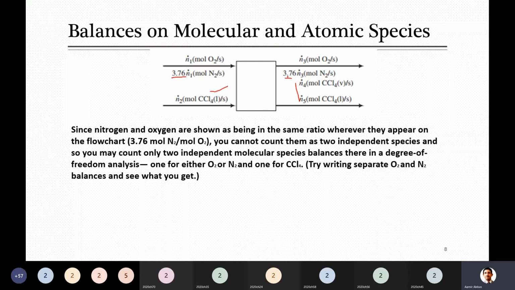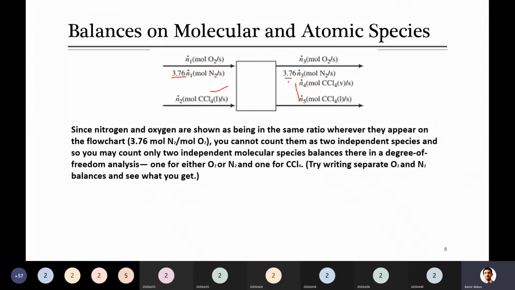Now let's write the balance on these elements. How many elements are there? Four elements. I ask you to write the balance on these four elements and write their equations.